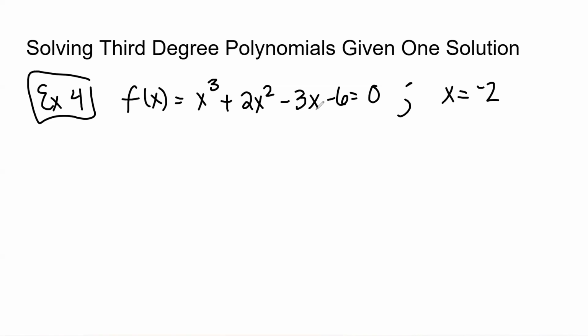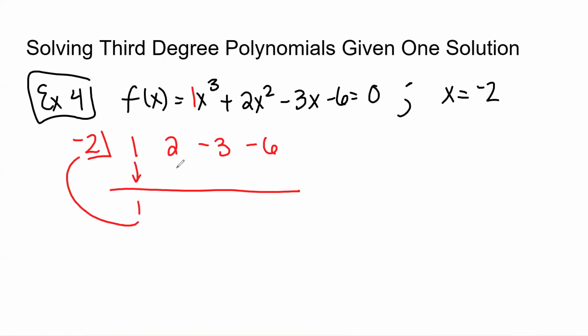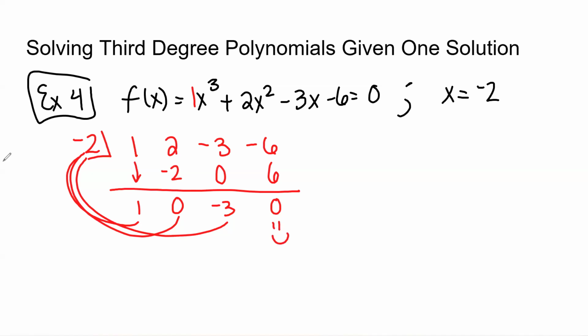We take that given answer into synthetic as the timeout and then put the coefficients. Yay, none are missing this time, so we don't have to do that assumed 0. Drop down, multiply, add, multiply, add, multiply, add, and again, you should be getting a remainder of 0 right there. If not, we're in trouble, but we're good because we know that's a solution that was given to us in the problem.